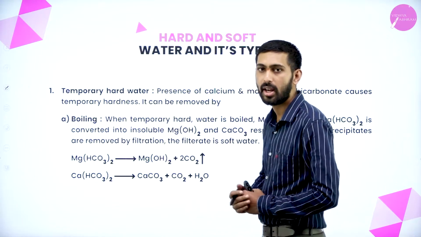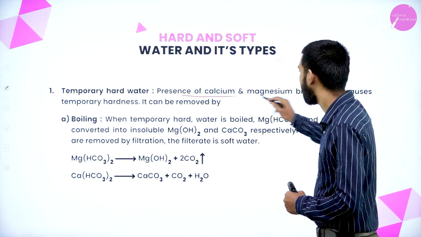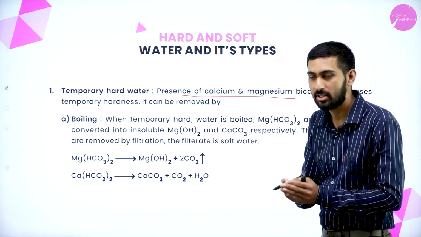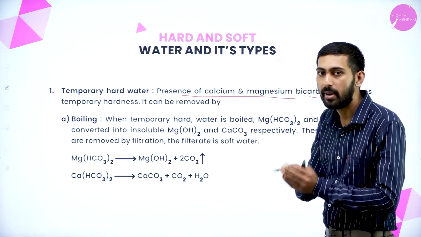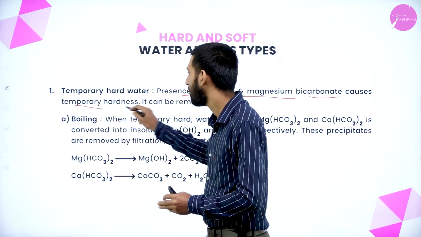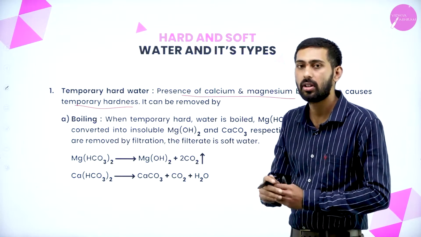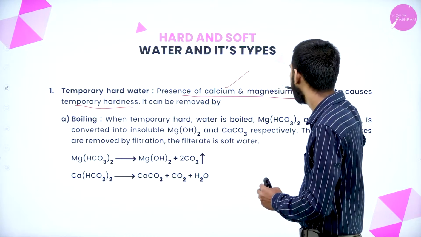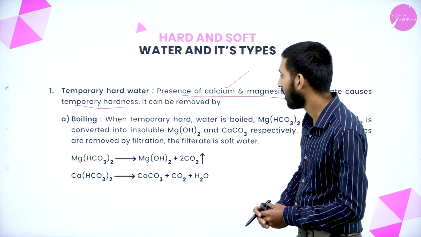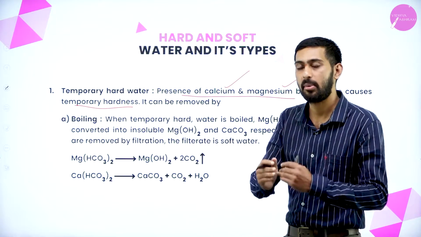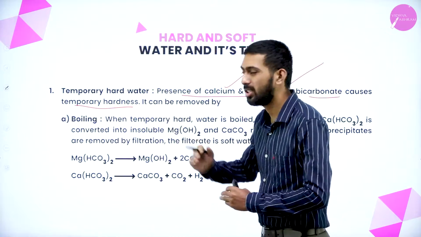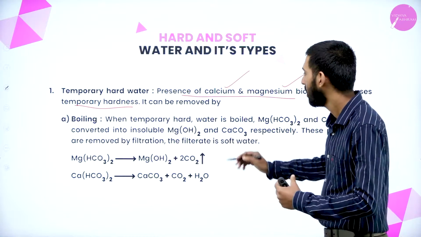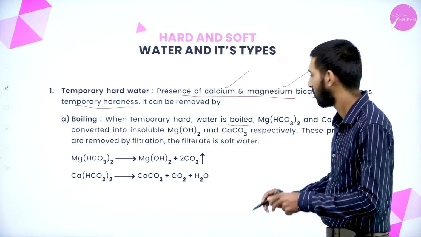What do you mean by temporary hardness? It is the presence of calcium and magnesium bicarbonates, and it causes temporary hardness. Always if you have temporary hardness, then we should say that it is the presence of calcium and magnesium bicarbonate, and it can be removed. Temporary hardness can be removed, first, by boiling. We take hard water and boil it. When it is boiled, what will happen?